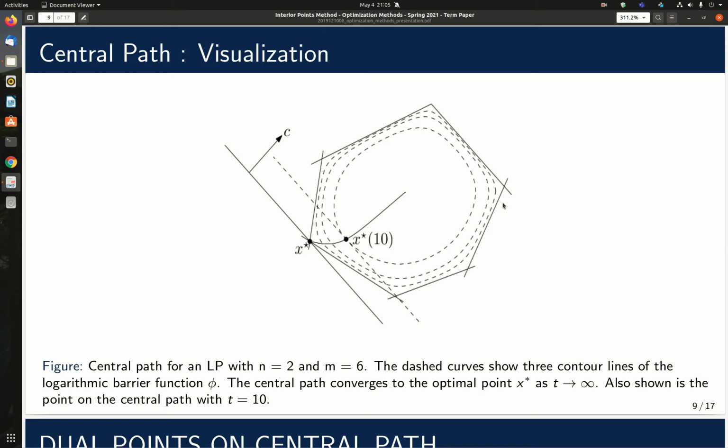So this is an example of a 2D problem where there are only 2 variables and 6 inequality constraints, and you can see that as t tends to infinity, this barrier function is the same as the idealistic barrier function.